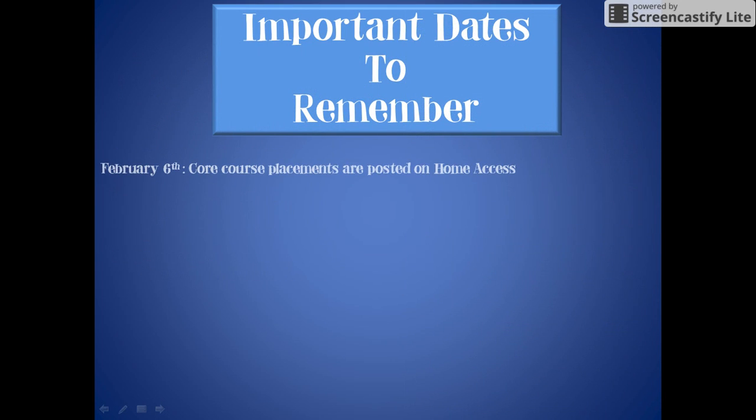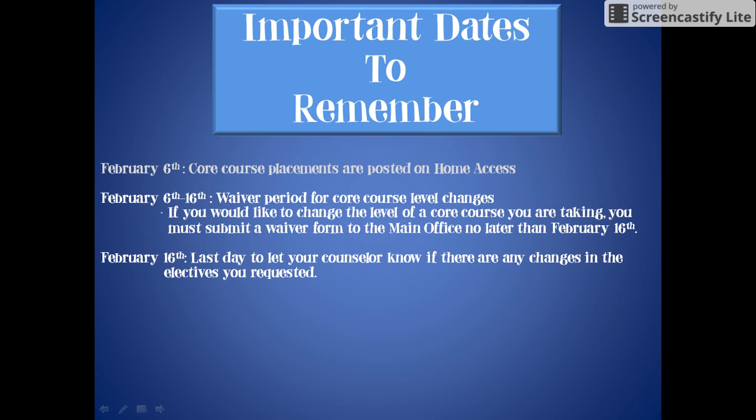Some important dates to remember. February 6th, your core course placements will be posted on Home Access. February 6th through the 16th would be the waiver period if you don't agree with any of the classes that your teachers recommended you for. If you would like to change the level of one of your core courses, you would need to submit the waiver to the main office no later than February 16th. February 16th is also the last day to let your counselor know if there are any changes in the electives that you requested on your green sheet.